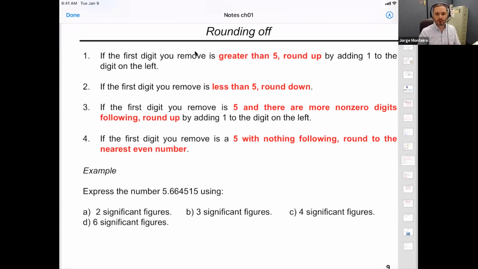4 rules here. First one, if the first digit you remove is greater than 5, round up by adding 1 unit to the digit on the left. Okay, so you're just looking at the first digit that you are removing.